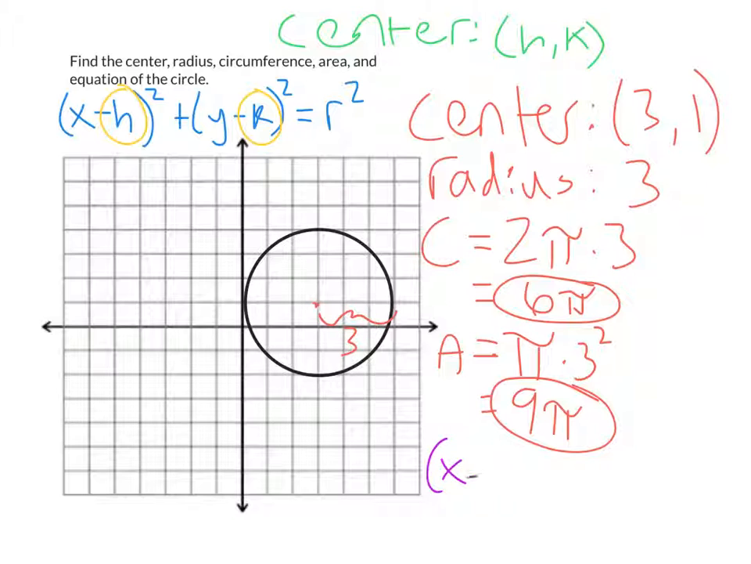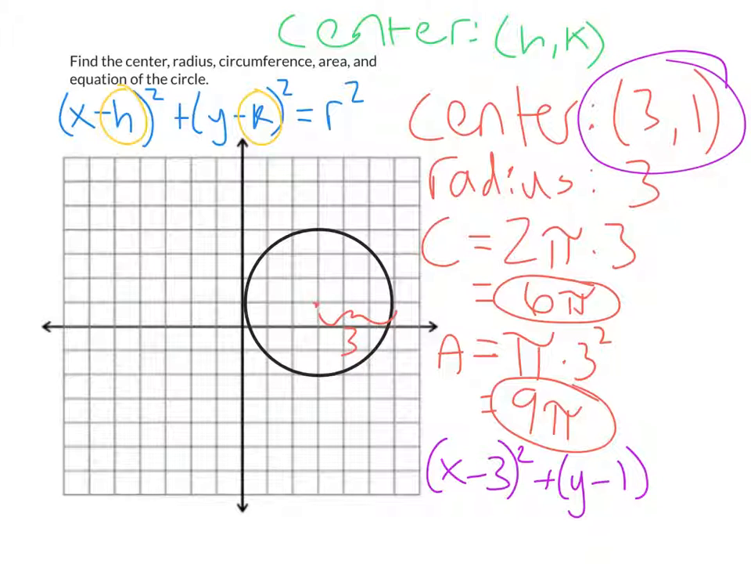X minus my center, so my x coordinate of my center, plus y minus my y coordinate of the center, which is 1, hence why I found my center in the first place, squared equals my radius, why I found my radius, squared. So what I'll really write down is 9. Okay, because 3 squared is 9. And I'll jot that down here just so we don't forget. That's 3 squared. Okay, that's pretty much it.